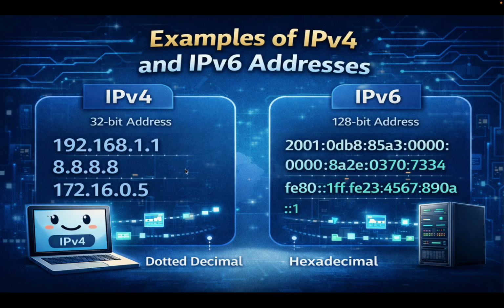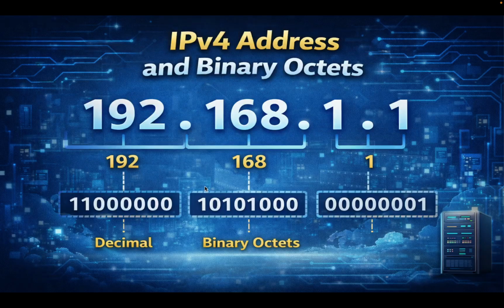So IP version 4 is dotted decimal, and then version 6 is hexadecimal. I hope you understand. Let's move to the next slide and I will show you how we can get these binaries. So these are the binary octets.